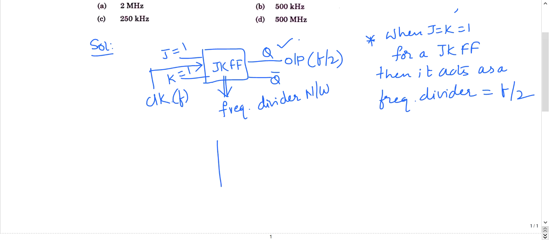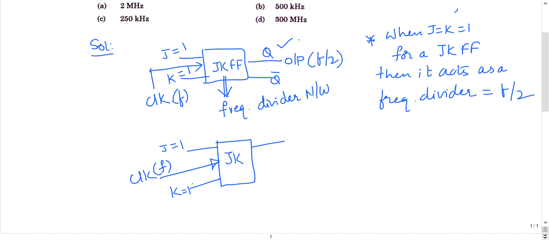To understand it a little more clearly, this is a JK flip-flop. Inputs are J equal to 1 and K equal to 1, and there is a clock. It can be positive edge or negative edge, whatever. So the clock frequency is f, and there will be outputs Q and Q bar. So the output frequency will be divided by half.